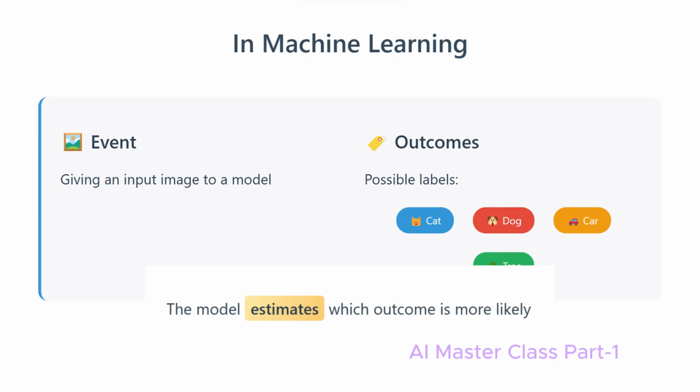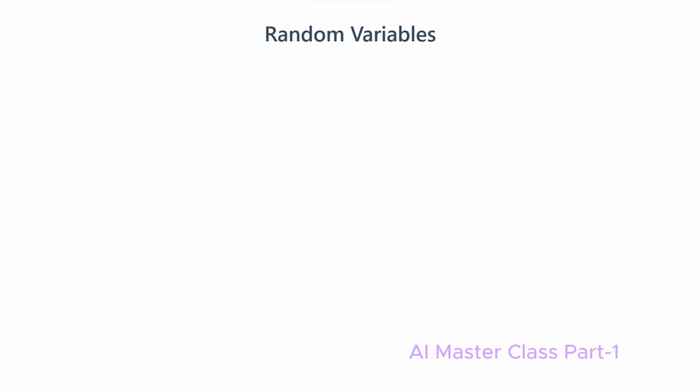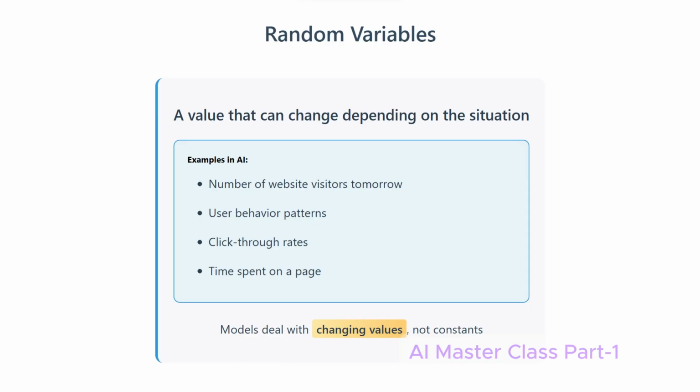This is where the idea of a random variable also comes in. A random variable is a value that can change depending on the situation. For example, the number of people visiting a website tomorrow is not fixed. It can vary. In artificial intelligence systems, many inputs behave like this, like user behavior, clicks, time spent. All of these are not fixed numbers. So models are constantly dealing with changing values rather than constants.